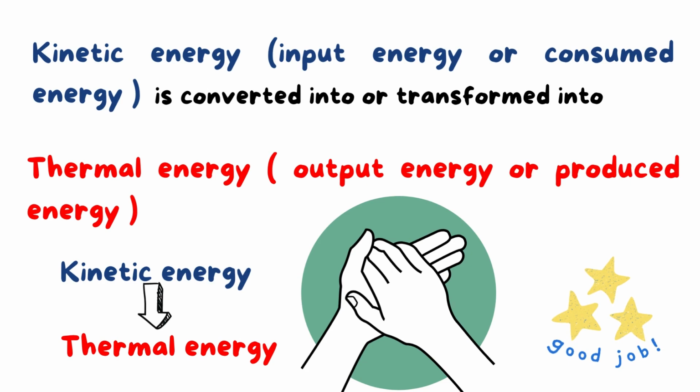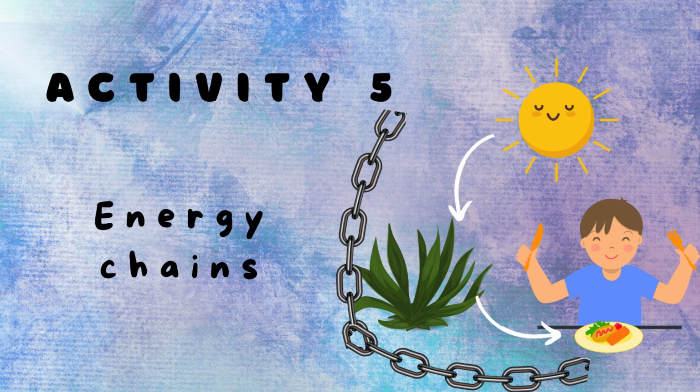When she rubs her hands, this is kinetic energy. So the kinetic energy, which is the input energy or consumed energy, is converted into thermal energy, as we feel warm. So thermal energy here is the output energy or produced energy. So good job, Junior 4. We now finish this activity. I hope it was interesting. So now we'll go to activity 5, energy chain.